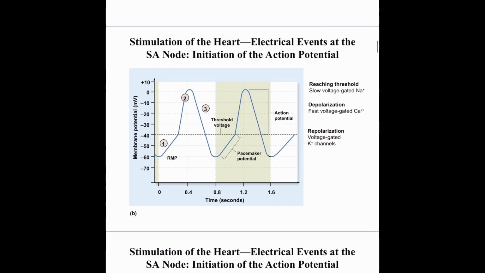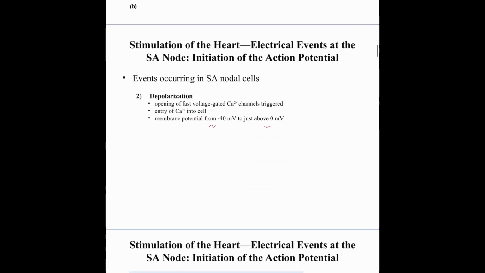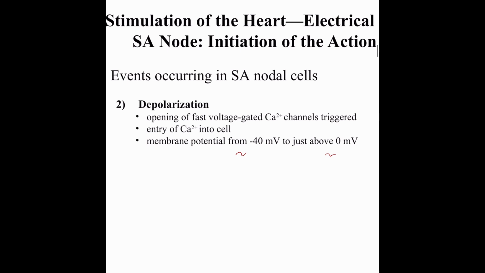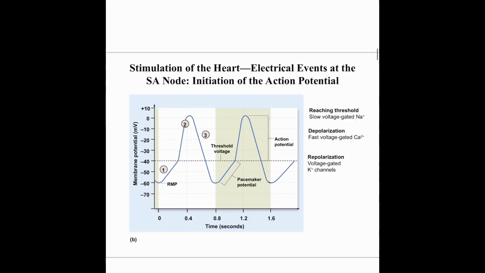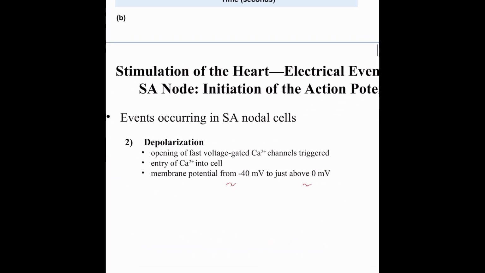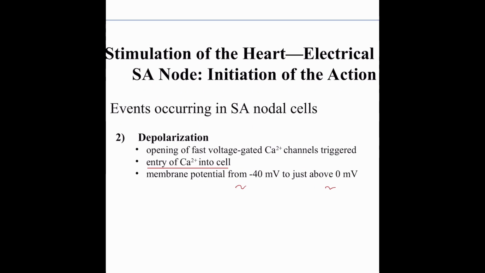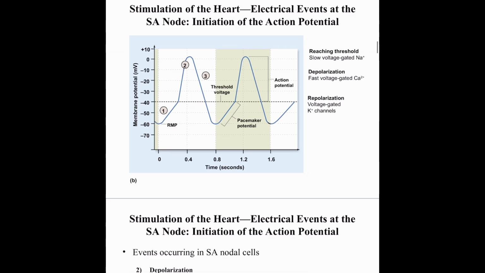And writing it out yourselves will help you understand it. Make sure you know what's going in and out, the concentrations. Here's the depolarization. Fast voltage gated calcium channels are triggered to open. Entry of calcium into the cell. Membrane potential goes from -40 to just above 0. And then we will repolarize. Opening of voltage gated potassium channels, with potassium flowing out. So all the other ones were flowing in. Entry of calcium into the cell. And this one was flow of sodium into the nodal cells as well.